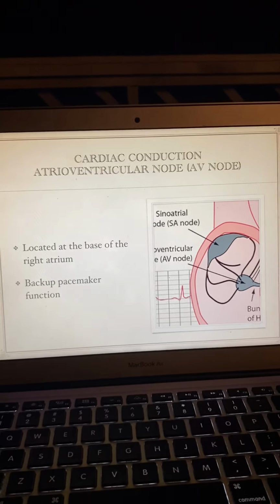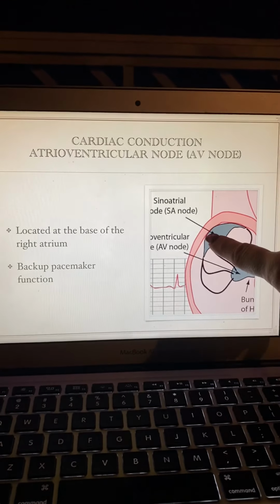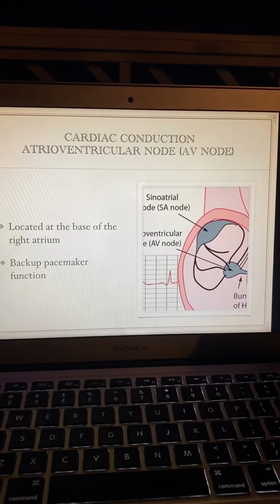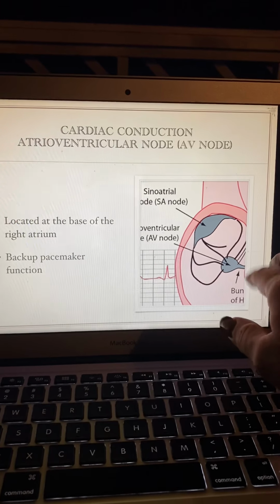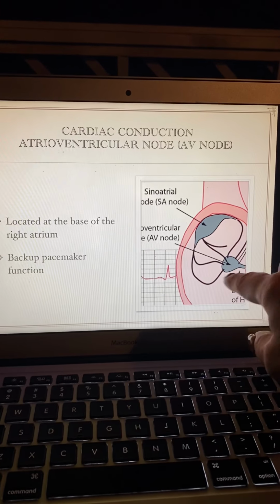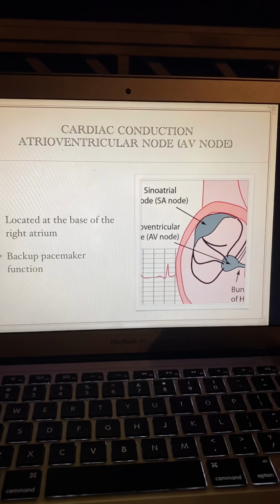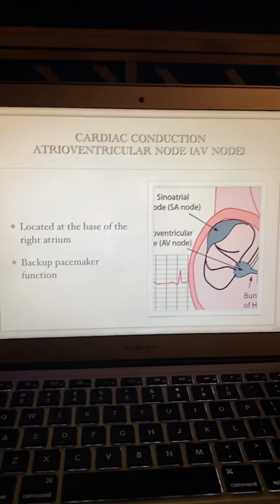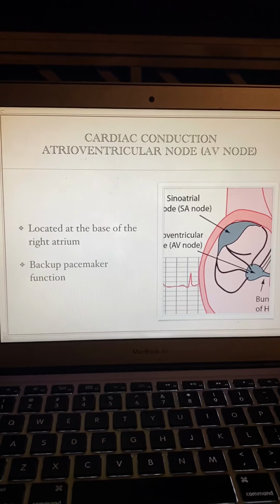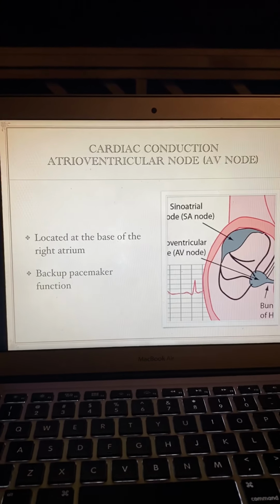So how this works is the SA node starts in the right atrium and then it crosses over to your left atrium. It goes to the AV node, which separates the AVs of the left and right atrium, and then it goes down to the ventricles. So it works in a left to right and then bottom manner. So left to right and downwards.